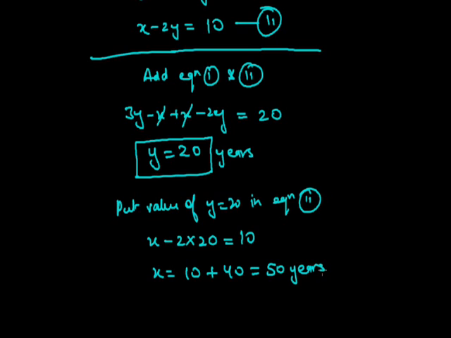It means the age of A we got as 50 years, and the age of B we got as 20 years. So this is the answer. So in this way we need to actually make the equations properly and solve the linear equations.